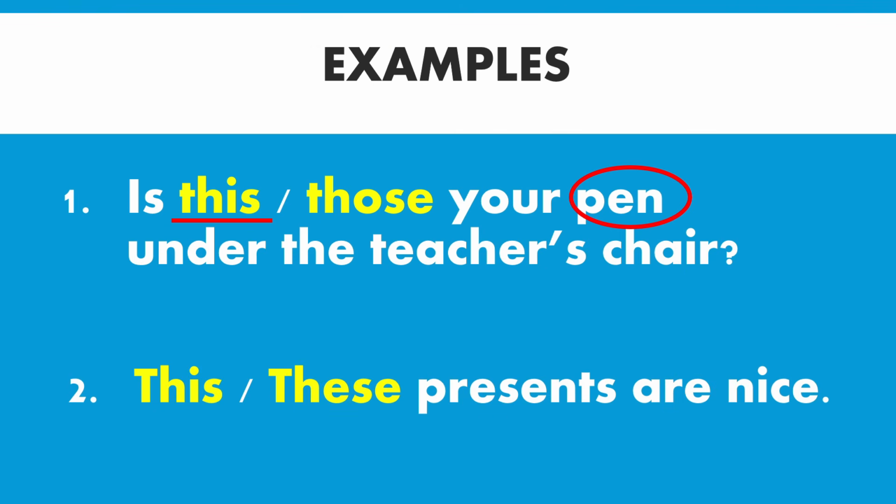Number 2, this or these presents are nice. We look at the noun. Which one is the noun? The noun is presents. How many presents are there? It's more than one. How do we know it's more than one? Because there is an S at the back. So when the noun is in plural, which one should we go for? This is used for something singular, and these is used for something plural. So the answer here is these.